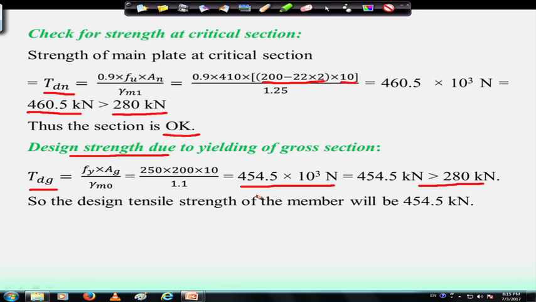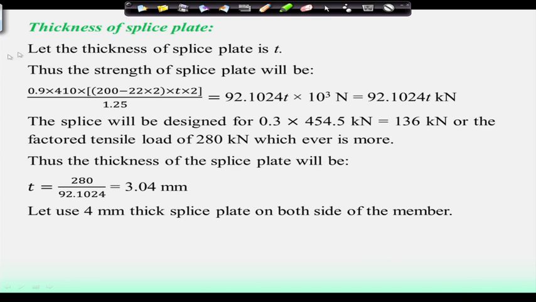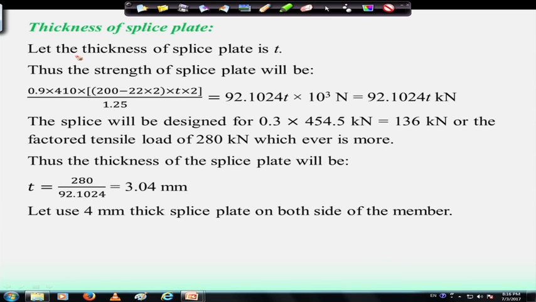So, it is okay. Now, the design tensile strength of the member will be the lesser of these two values. One is 460.5 kilonewton, another is 454.5 kilonewton. So, the design tensile strength of the main plate will be 454.5 kilonewton, right. So, after this we can find out the thickness of the splice plate.